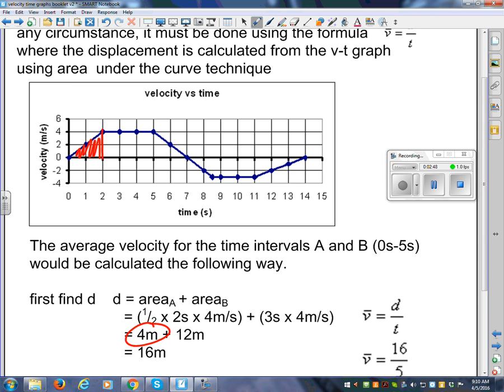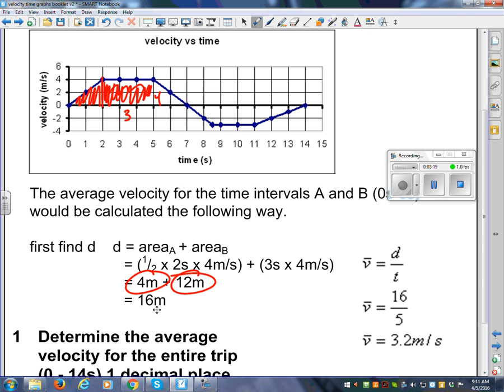The area of part B, this rectangle here. How far is the base? From 2 to 5, that's a base of 3. All right, so the base is from 2 to 5, that's a distance of 3. And again, the height is from 0 to 4, that's a height of 4. 3 times 4 is 12, giving me a total displacement of 16.